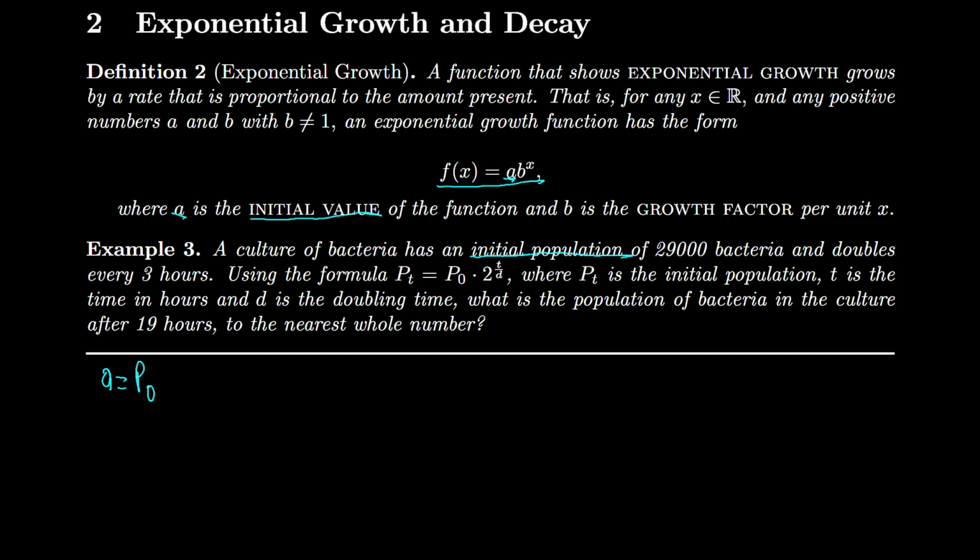We know what our B is in this case. Our B was 2. And then we know what our T and our D is. Our T is the time in hours, and it gives it to us in hours. So that's nice. We don't have to put anything together. So we know that our T is 19 from the formula right there. And then we have d is the doubling time. And so what we want to know from this is it doubles, look here, it doubles every 3 hours. So our d must be 3.